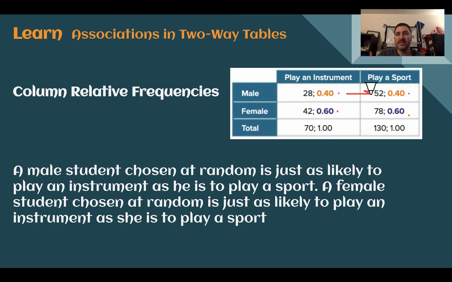So since we have the same values, if a male student was chosen at random, they're just as likely to play an instrument as they are to play a sport, since these two relative frequencies are the same. And for a female, they're just as likely to play an instrument or a sport, since their relative frequencies are the same. So if they're the same in what we were trying to figure out, there is no association.